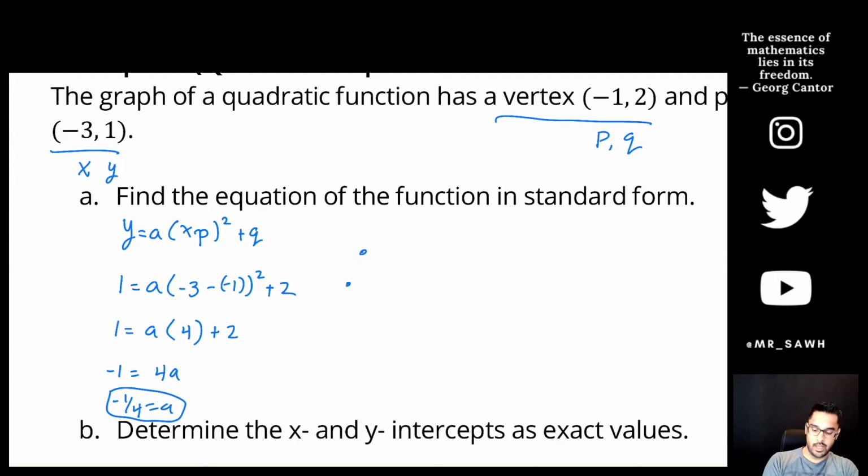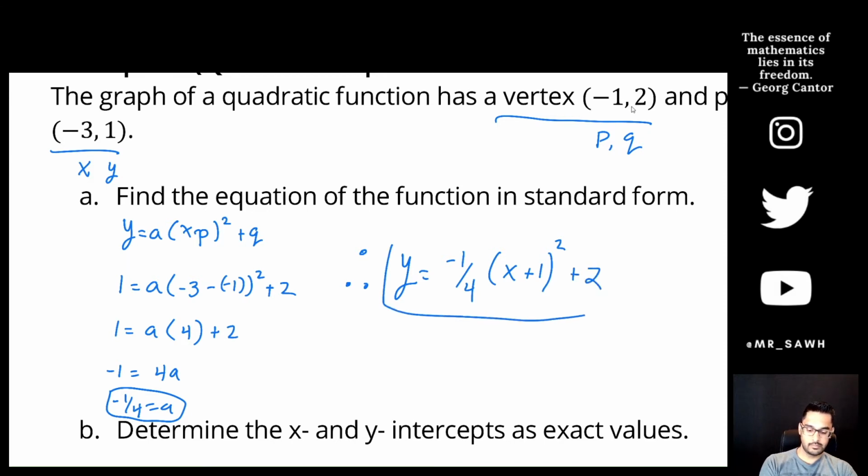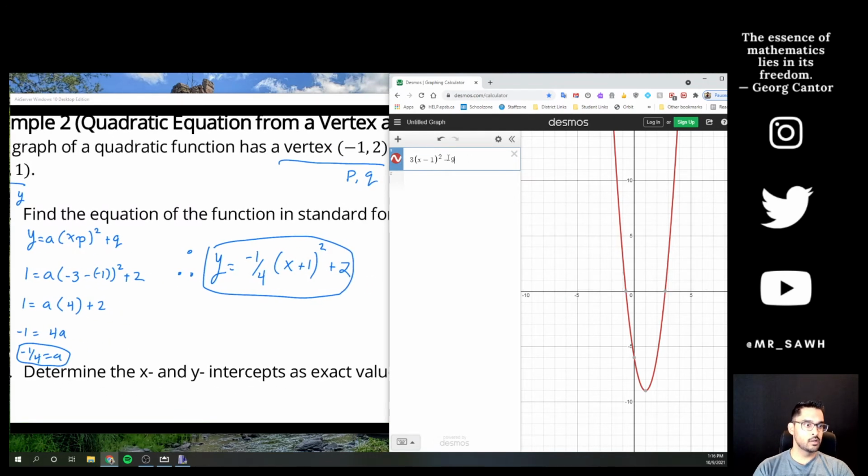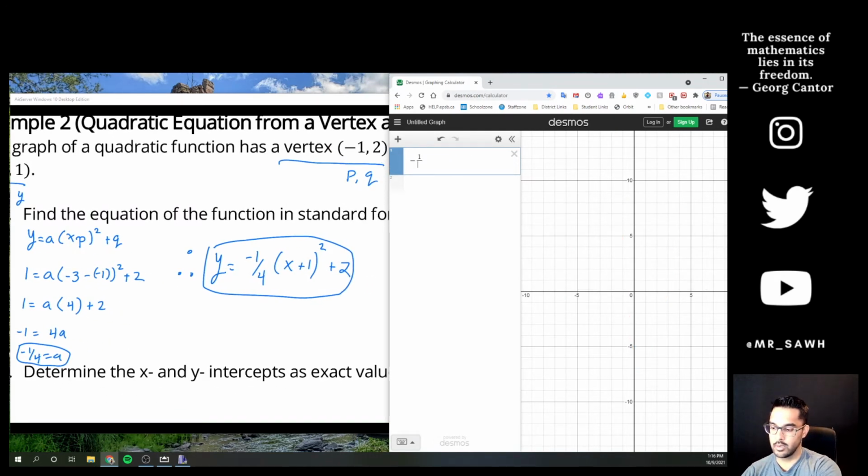So if I go to make my equation now, y is going to equal negative 1 over 4, x minus p, which is really x plus 1 here, because the negatives will cancel, and add the 2 on the end for q. So there you go. And again, we can try to graph this in our Desmos tab here, just to make sure that the information checks out. So here's our equation. Negative 1/4 x plus 1 plus 2, that's squared first, and then plus 2.